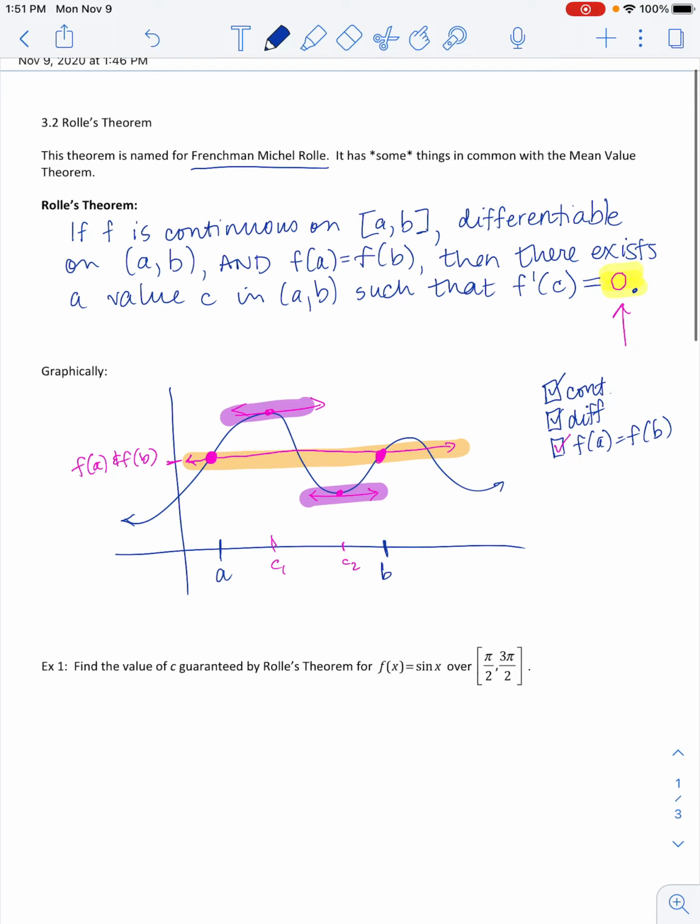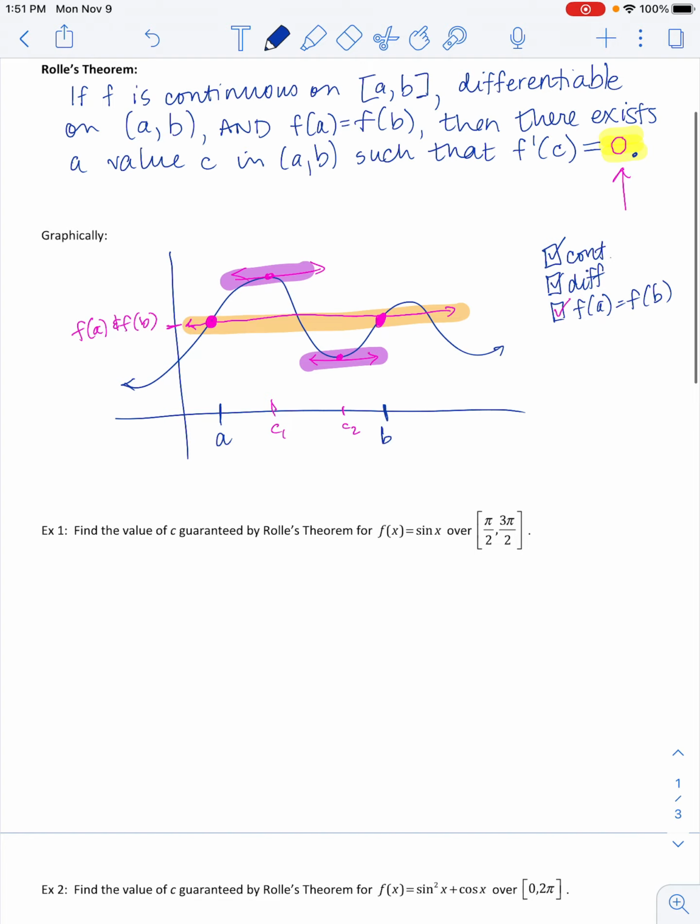So let's try example 1. There's only 2 examples here today, so it's going to be pretty quick. We're going to try to find the value of c, guaranteed by Rolle's theorem, for sine of x from pi halves to 3 pi halves. Okay? So let's check our conditions first. Go through the checkboxes.